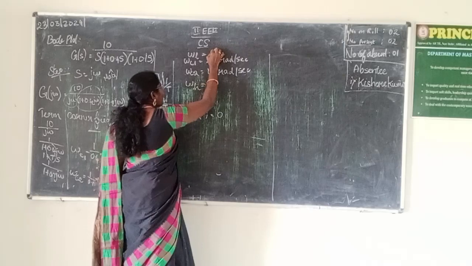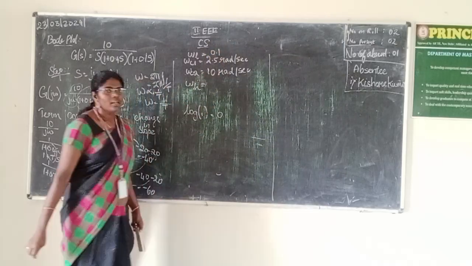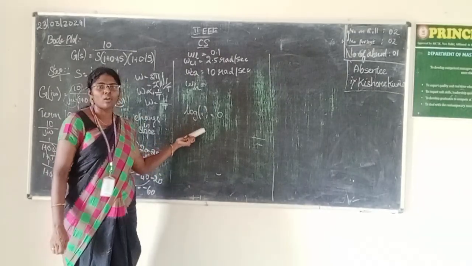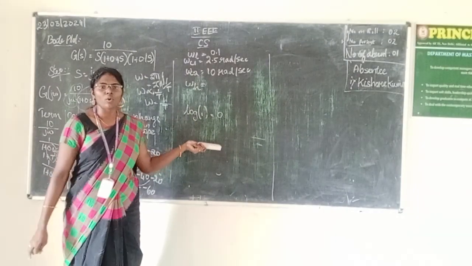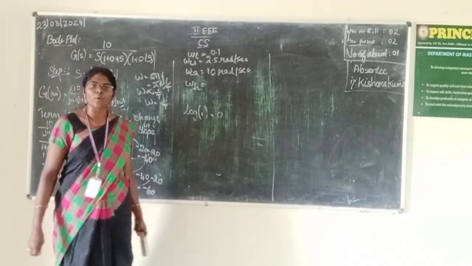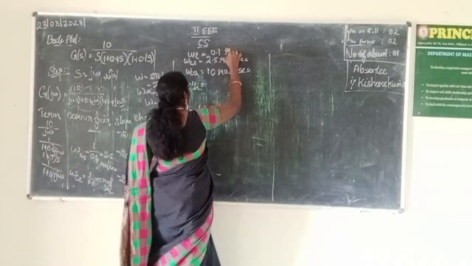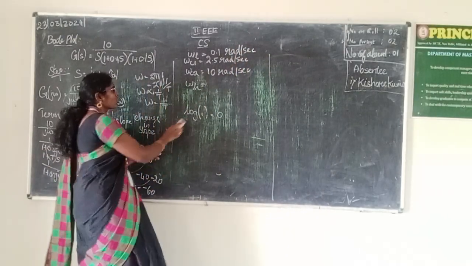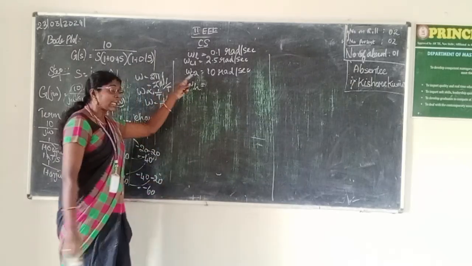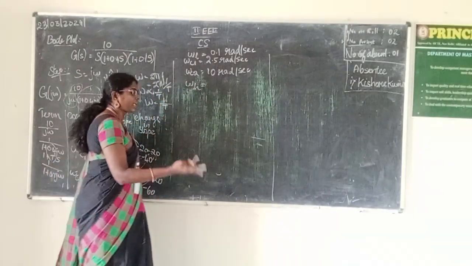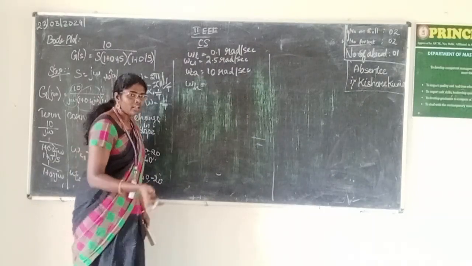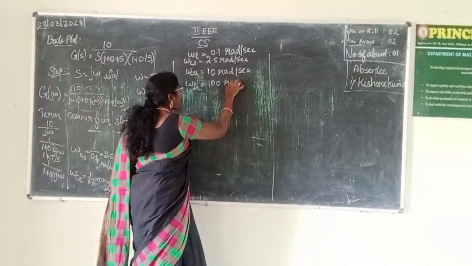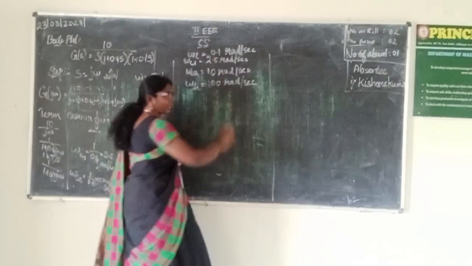So don't take the lower frequency as 1. You can take it as 0.1. So the lower frequency is assumed to be 0.1 radian per second. What should the higher frequency be? The higher frequency should be greater than 10 radian per second. You can take it as 20 or 50 or 100. For our calculation, 100 will be easy. So I am taking it as 100 radian per second.